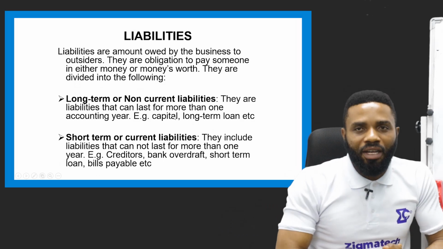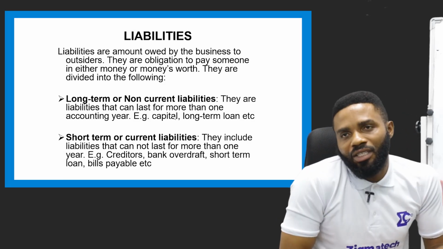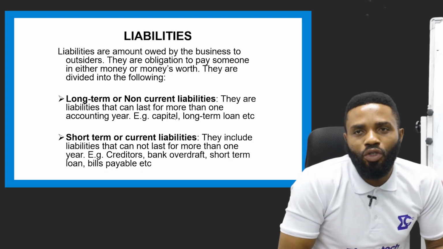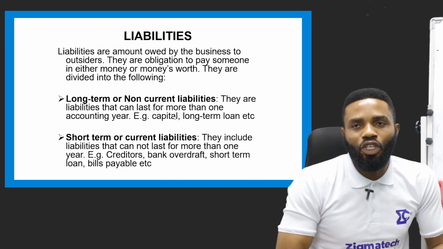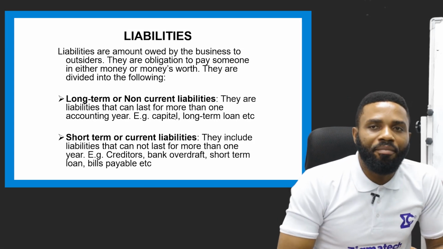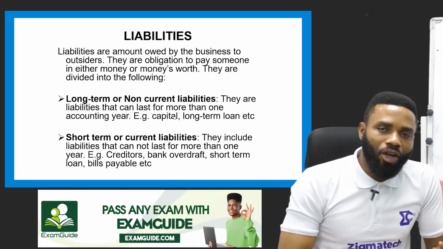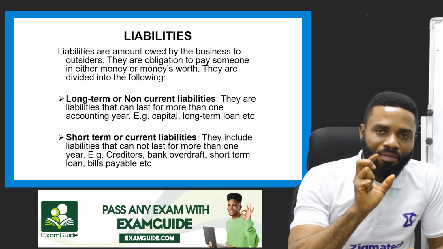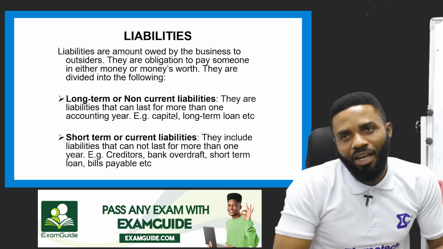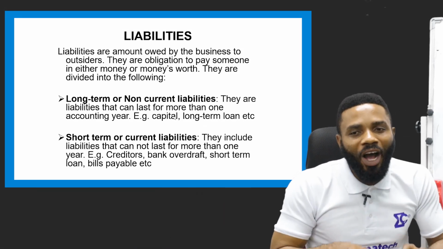Now let's look at liabilities. Liabilities are amounts owed by the business to outsiders. They are obligations to pay someone in either money or money's worth. They are divided into one, long-term or non-current liabilities, and the second one, short-term or current liabilities. Now let's look at liabilities a bit before we look at the types. Liabilities are the claim of outsiders over the business.